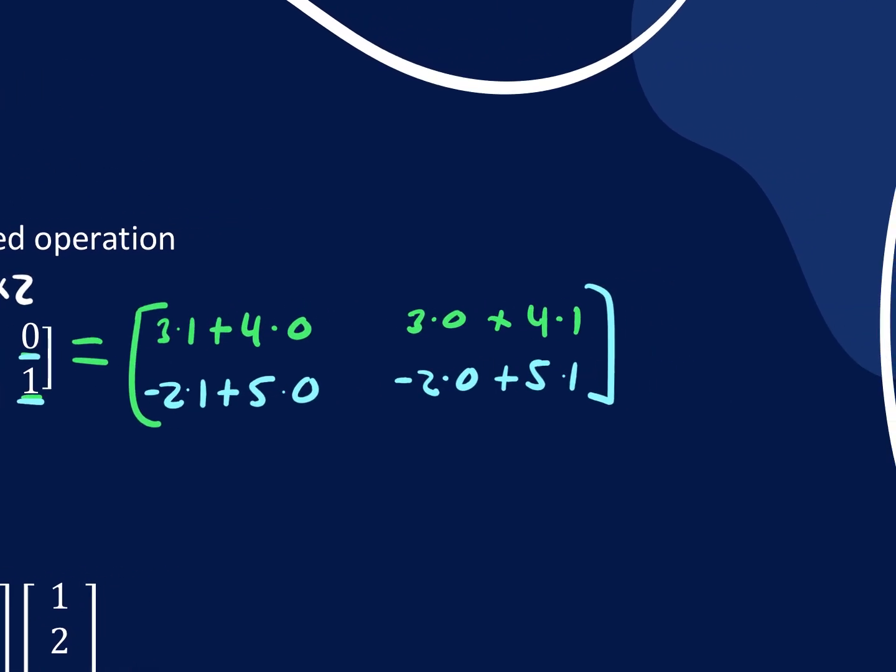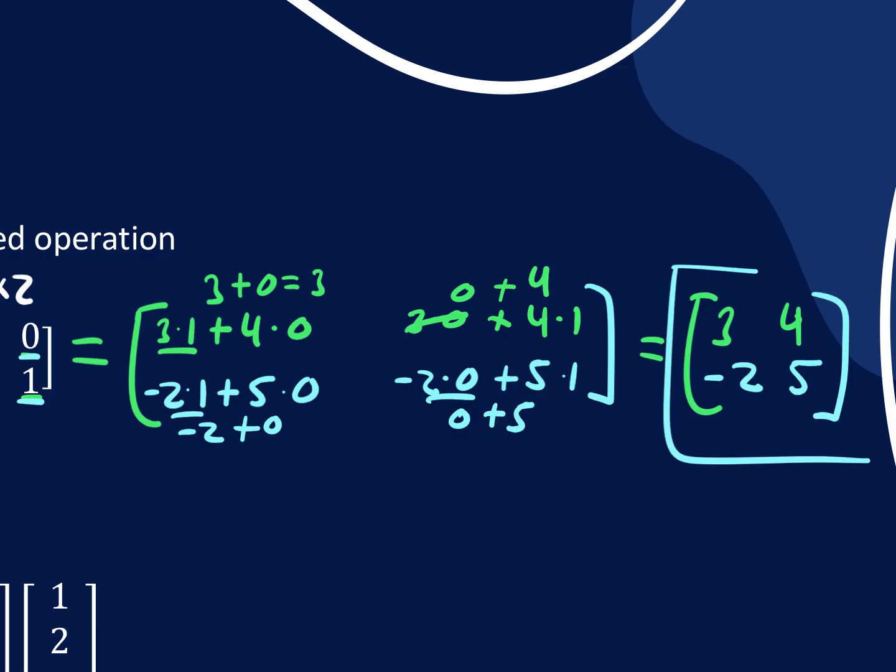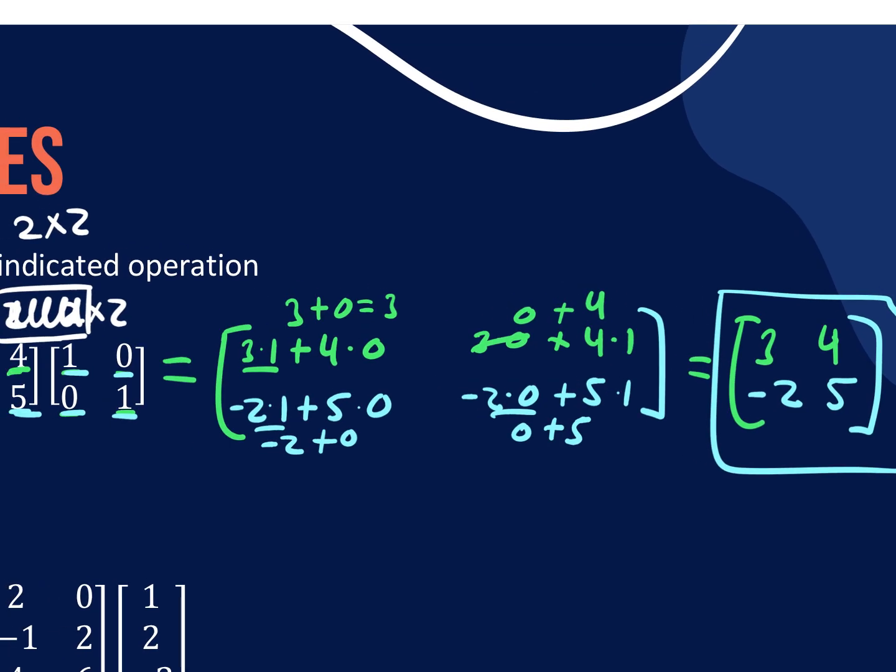All right. And now we just want to simplify all of these, and we want to get these entries into nice numbers, right? 3 times 1 is 3, plus 4 times 0 is 0, and that's going to get you 3. So that means we're going to have a 3 in our first entry. 3 times 0 is 0. 4 times 1 is 4, so we get a 4 in the second entry. And then here, this is going to get you a -2 plus 0, so we get a -2 down here. This is 0 plus 5, so this is 5. All right, and then so this is our product.